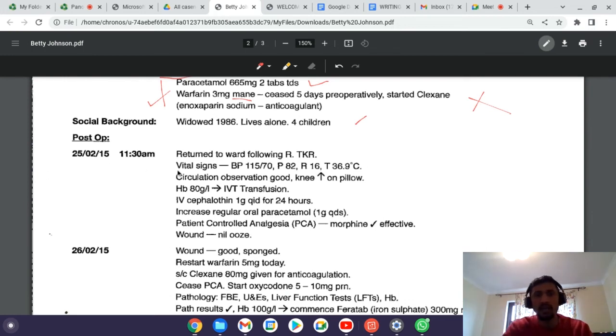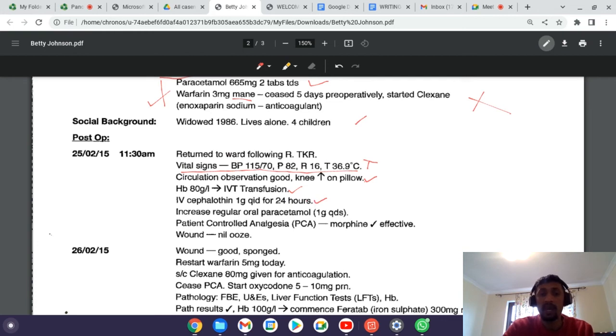Okay. Vital signs stable. Semi-relevant. We'll consider something like this. Okay. So circulation observed good. Knee elevated on pillow, yeah, relevant. So hemoglobin, okay, IV, okay.